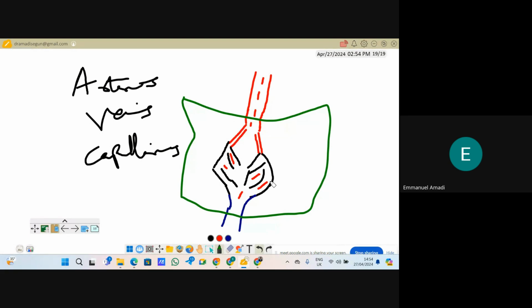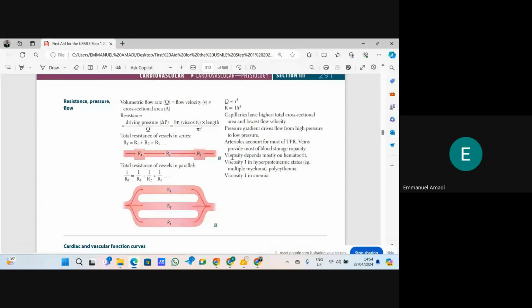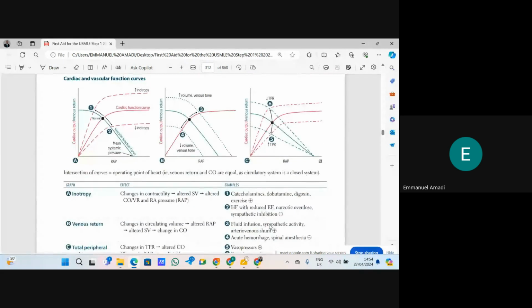Now think about it. If this blood flows with the speed of light through the capillary, you will not have time for those exchanges to occur. That is why the blood has to flow very slowly. As it's flowing slowly, it is giving time for exchange to happen. That is why the flow through the capillaries is usually the slowest. It has the lowest flow velocity. Viscosity is just talking about how thick the blood is, basically. Now look at this second curve.